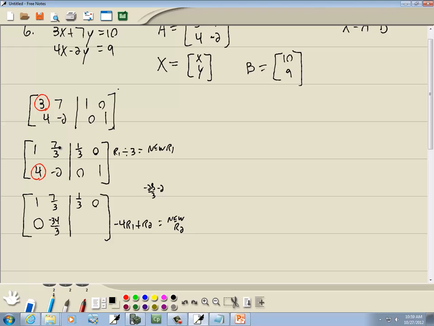Let me double check that. Negative 28 over 3 minus 2. That's negative 6, negative 34 over 3. Yep. And then negative 4 times 1/3 is negative 4/3 plus 0. So that gives us negative 4/3. Negative 4 times 0 is 0 plus 1 is 1.